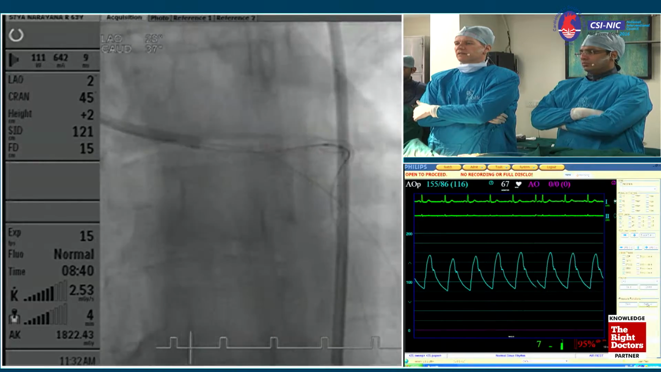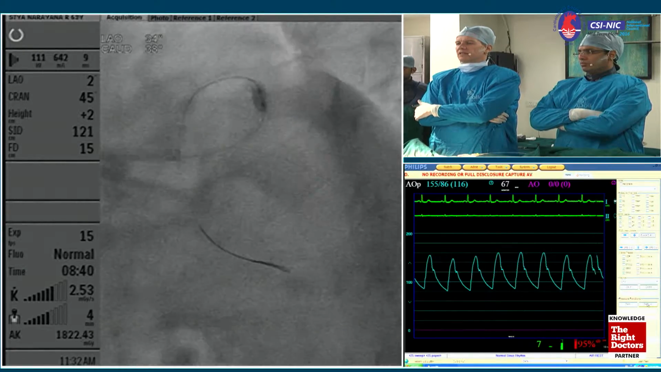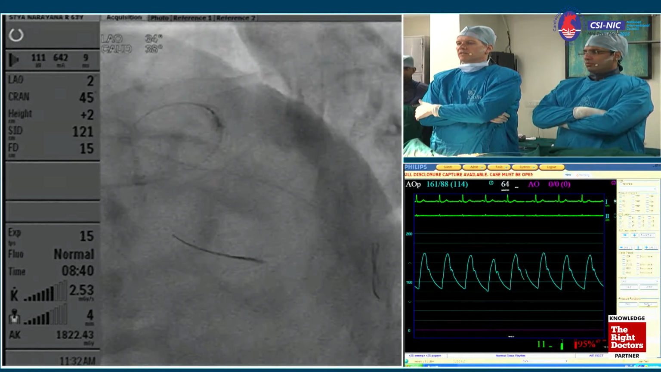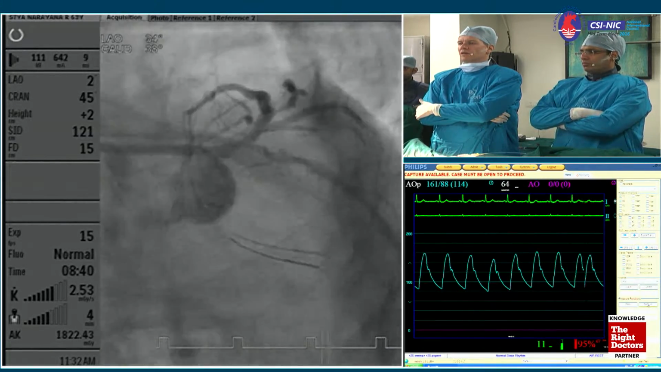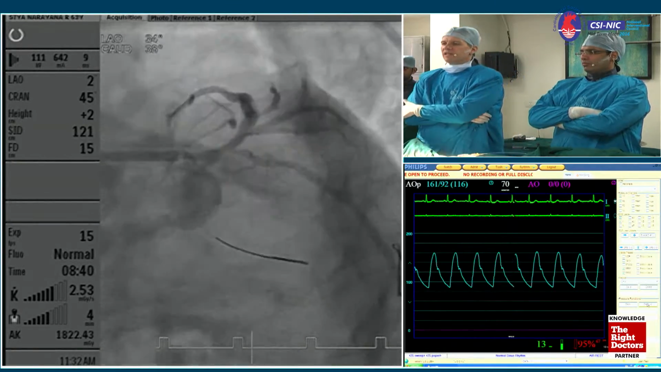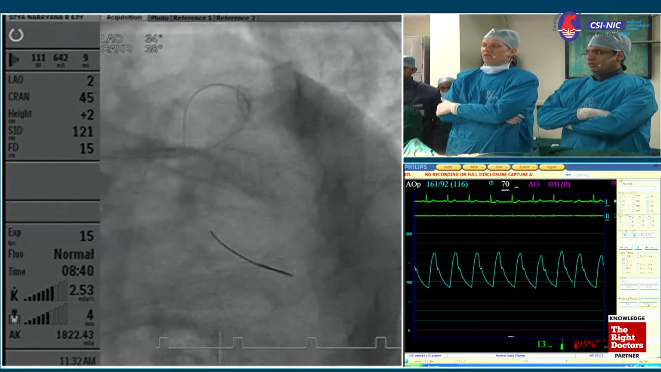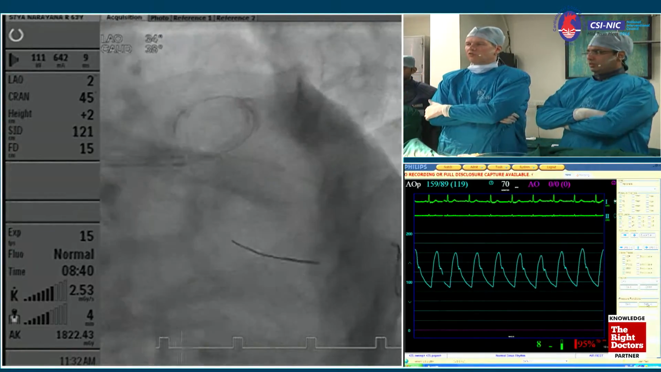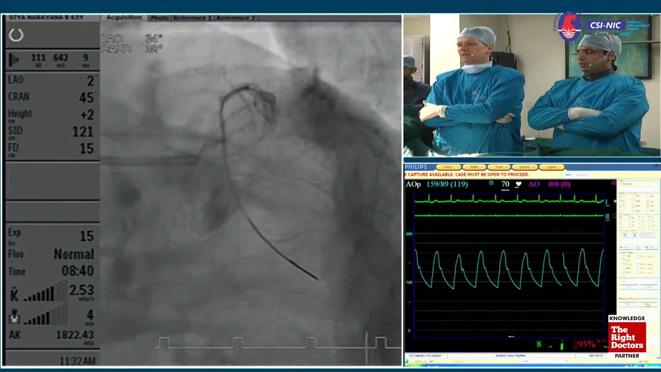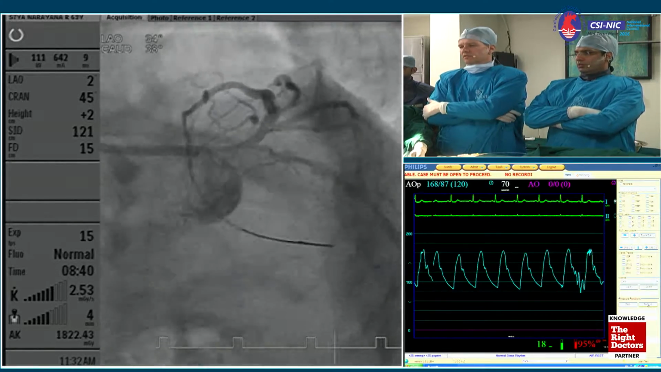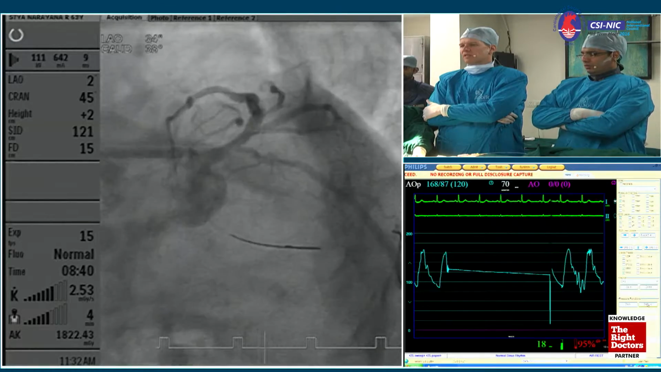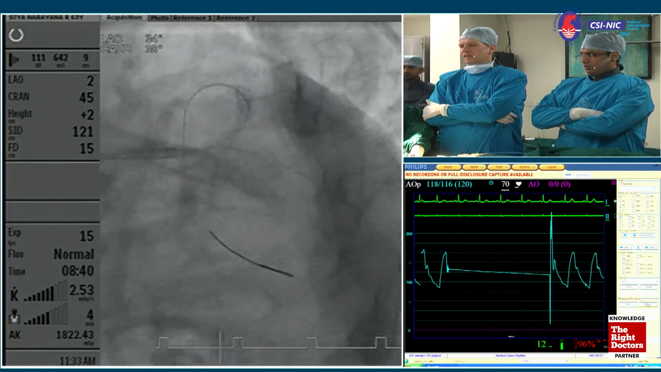Next, please. Yeah, here you can see we are going up to 22, 24 atmospheres. Next, please. Okay. We believe at the moment this is the best we can get. We have some impingement of the diagonal, but it's not too big. We have quite a good flow. We would like to leave it now because manipulating too much in this big plaque in the circumflex ostium and the distal left main could cause some problems. And we would like to proceed now with the left main.